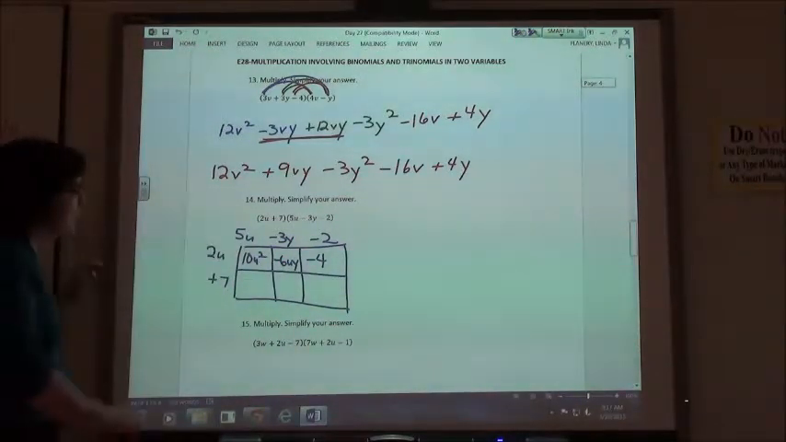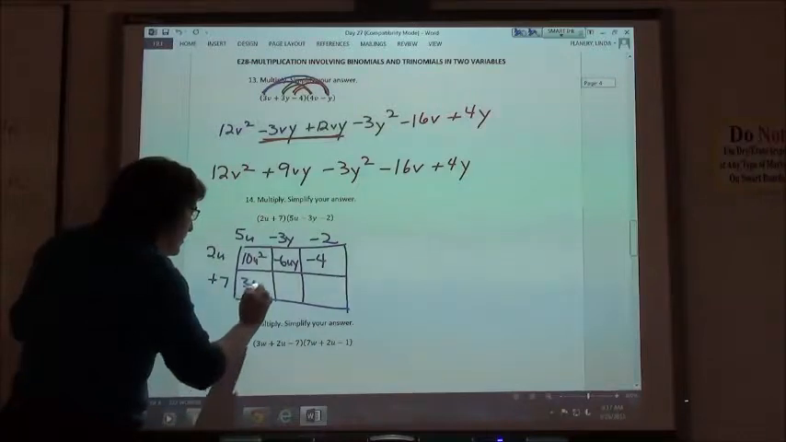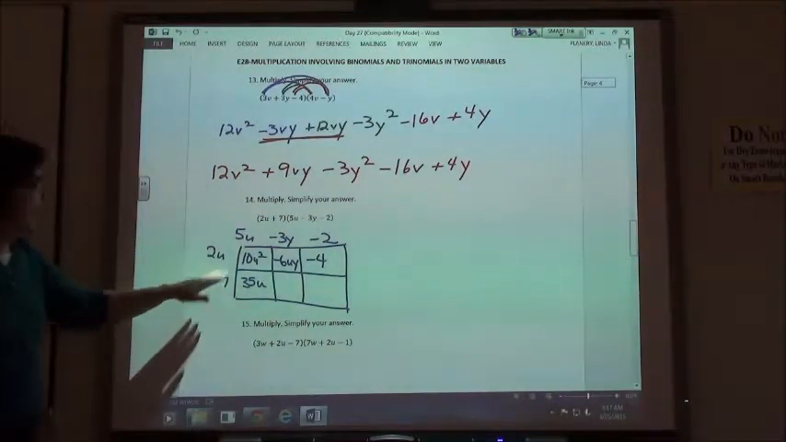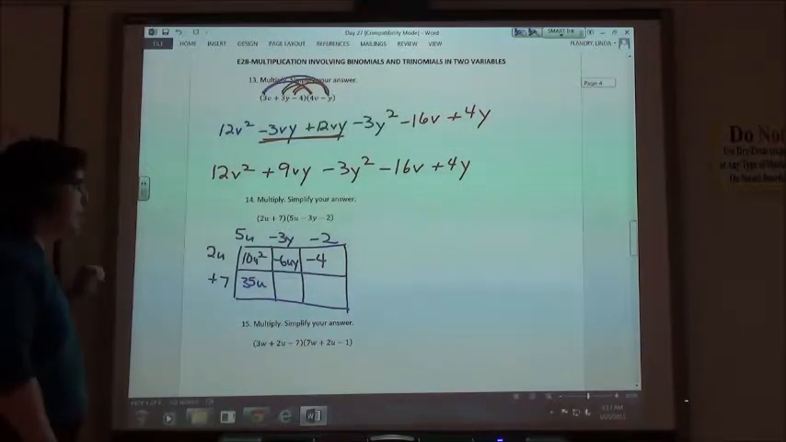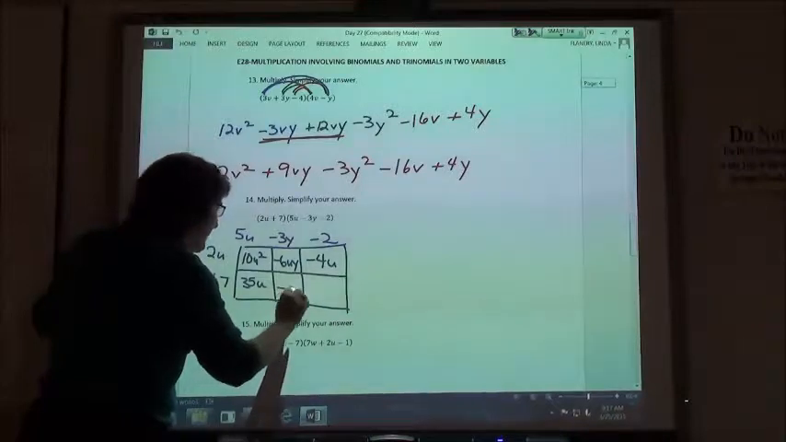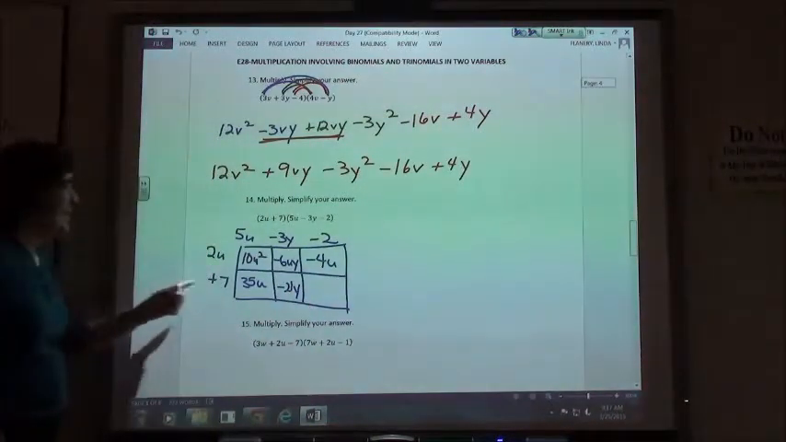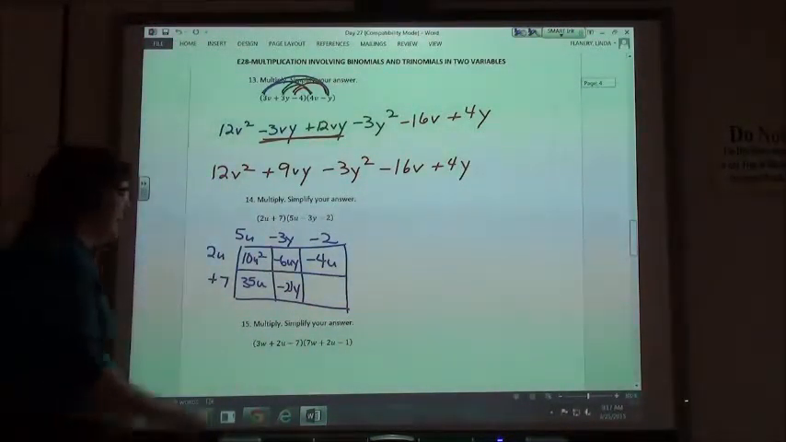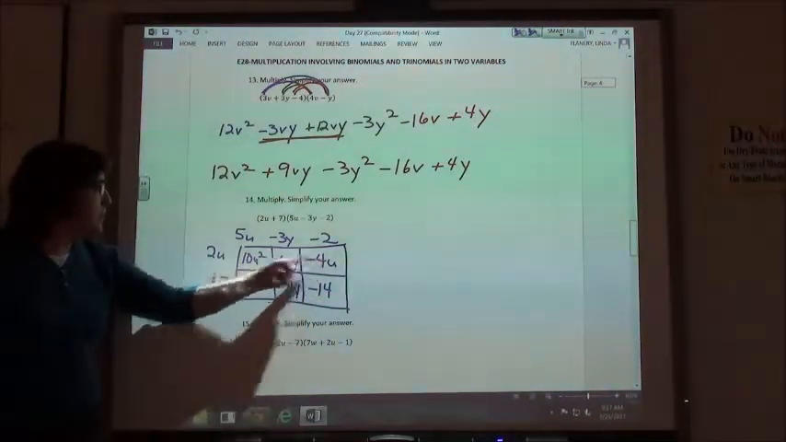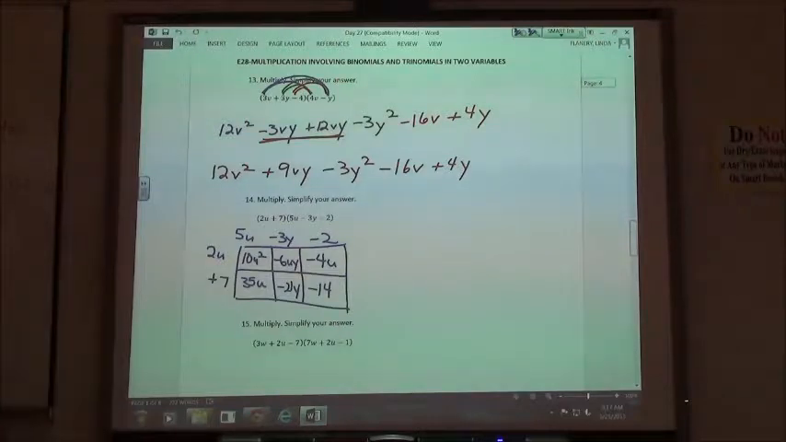7 times 5u, 35u. It's just one of them has a u. 7 times minus 3y, negative 21y. Got my u on there. And then 7 times minus 2, negative 14. So, make sure you have a u on that last one. I don't know why I didn't write it down, because I'm sure you said it.